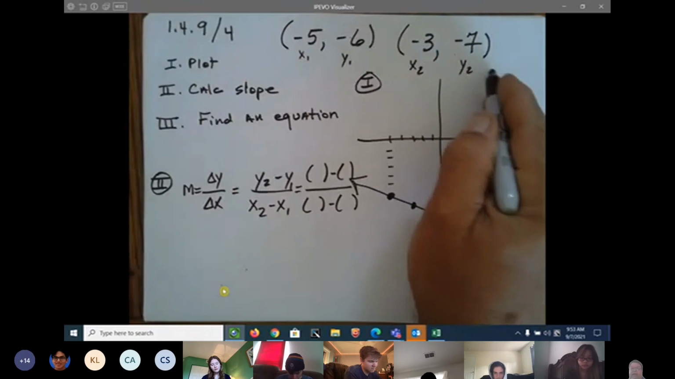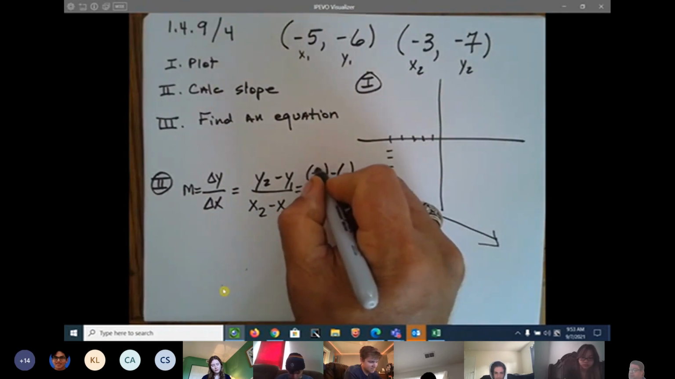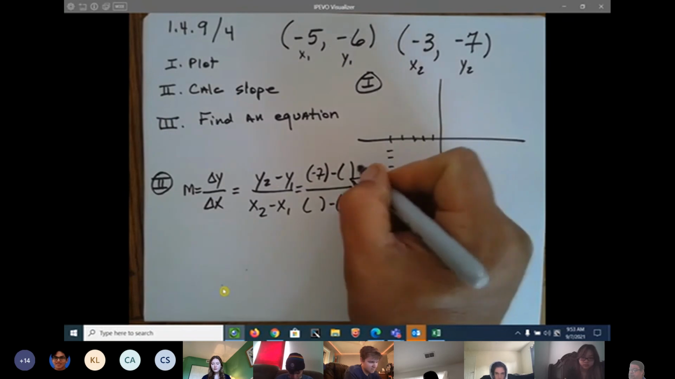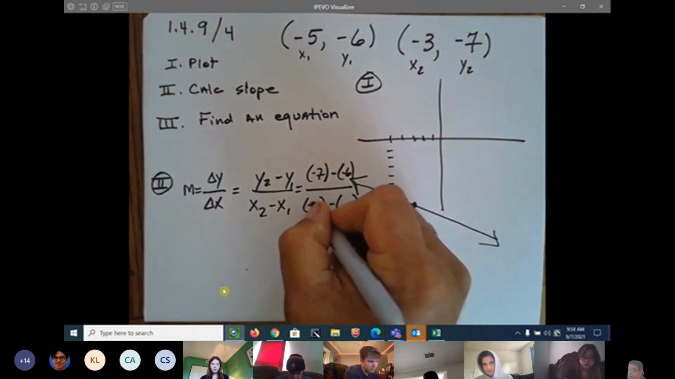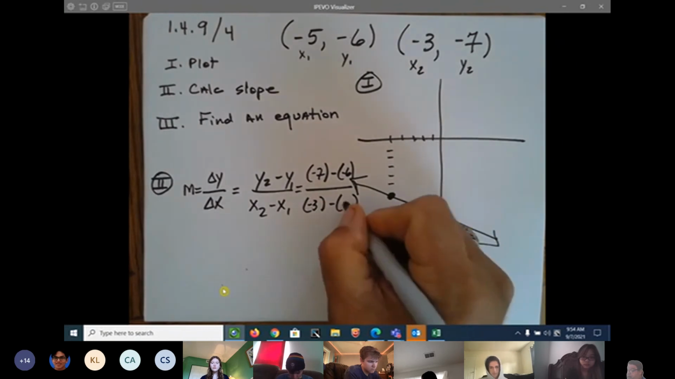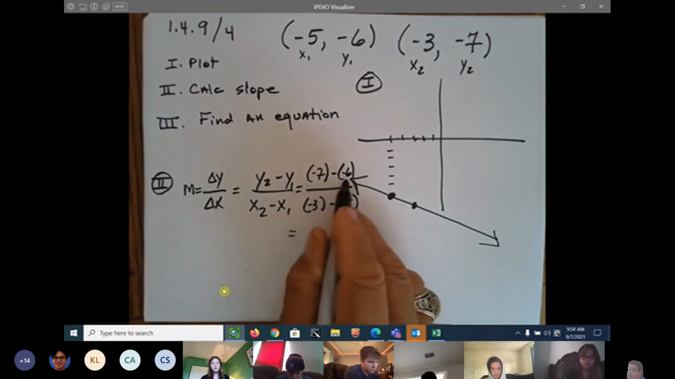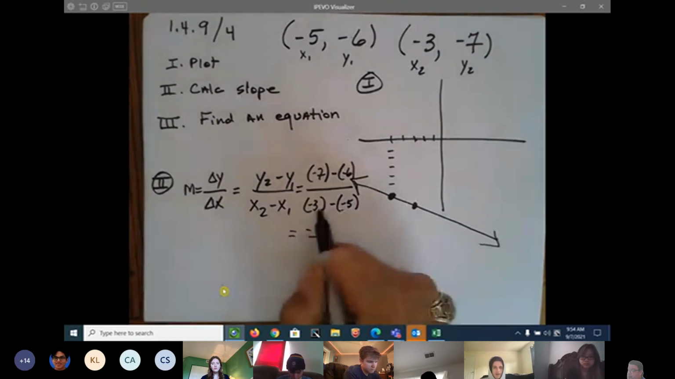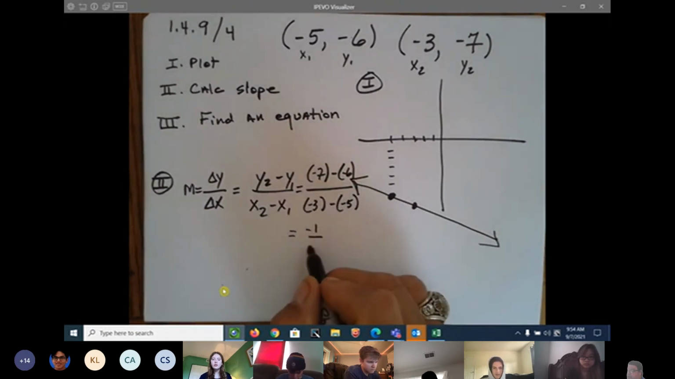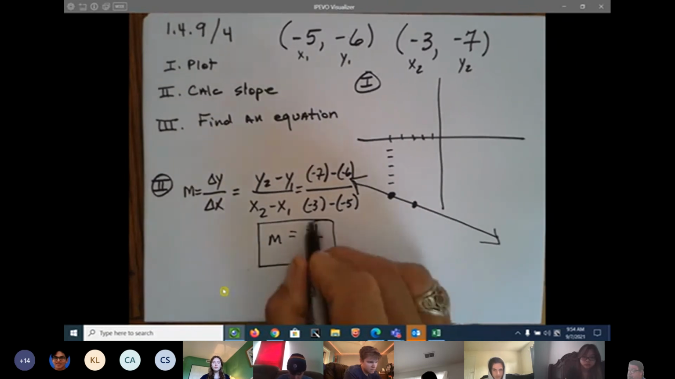there is left to right. X sub 1, Y sub 1, X sub 2, Y sub 2. Plug and chug. So -7, -7, and -6, and -3, and -5. And -7 plus 6 is -1. And -3 plus 5 is 2. So M is equal to -1/2.